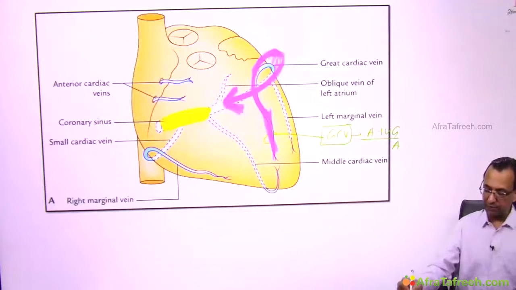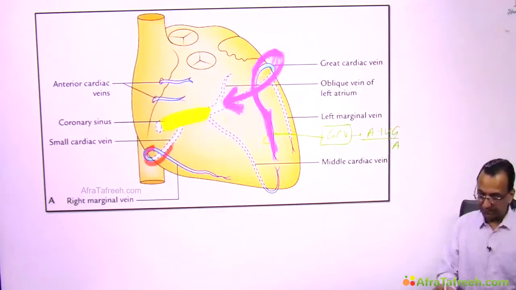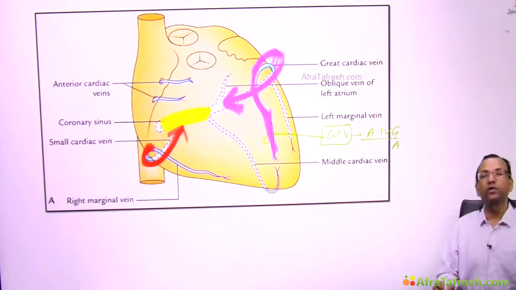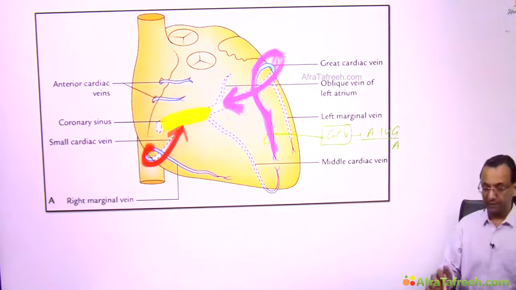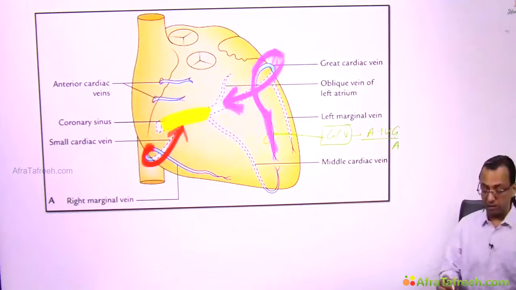Then what about the small cardiac vein? We have discussed the small cardiac vein earlier also, and we can see that this is the small cardiac vein. I think it is also going to drain into the coronary sinus. Yes, it is. Even the small cardiac vein is going to drain into the coronary sinus behind the heart, posterior to the heart.